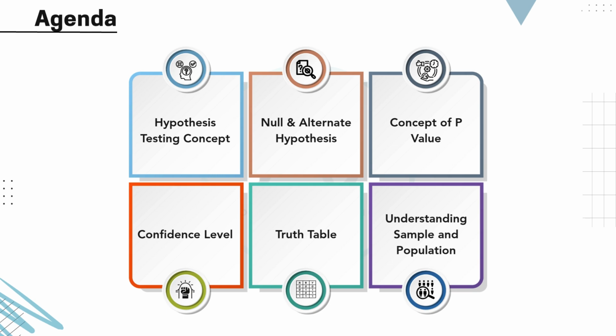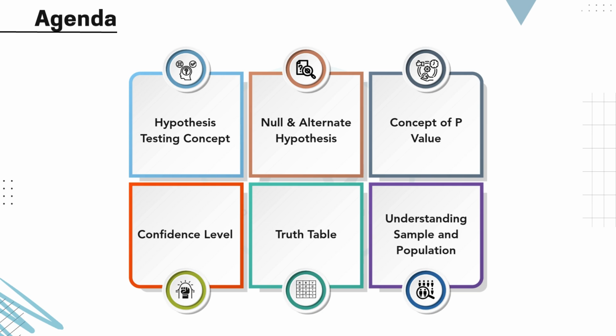4. Confidence level. We'll explore the confidence level, which indicates how certain we are about our results. This directly relates to the risk of making an incorrect decision during testing. 5. Truth table. This table helps visualize the possible outcomes of hypothesis testing, such as true positives, false positives, Type 1 error, false negatives, Type 2 error, and true negatives.